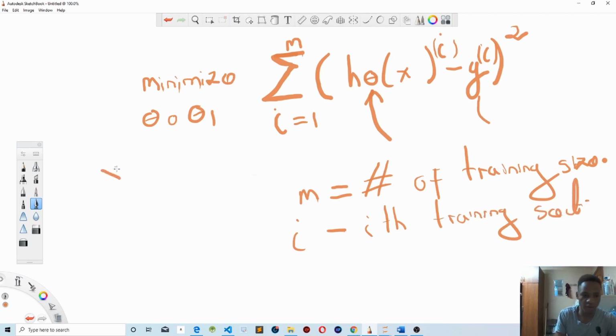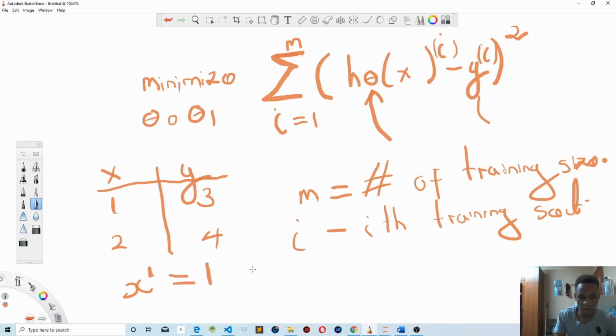Let's say we have values of x and y: 1, 3 and 2, 4. These are the values of x and y. So x1 is going to be 1, and y1 is going to be 3, which represents the first training example. In this case i is 1, so that's why I substituted 1.